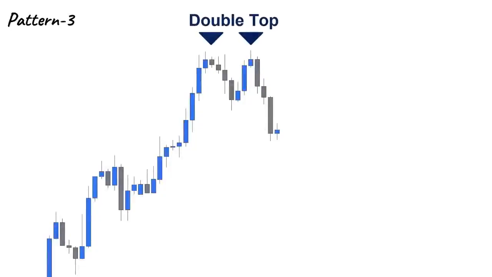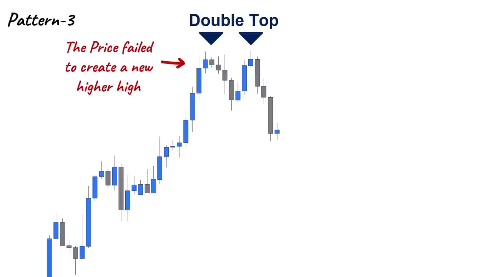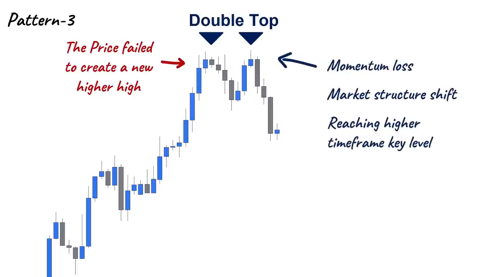Number 3. Double top and bottoms. Double top and double bottom are one of the best price action reversal patterns that happen every day. It simply shows that the market has failed to break the market structure and create a new higher high or lower low. It occurs due to several possible reasons like momentum loss, market structure shift, tapping into higher time frame key levels, and more. It is an early indication that the short-term trend is over and a possible reversal is coming.